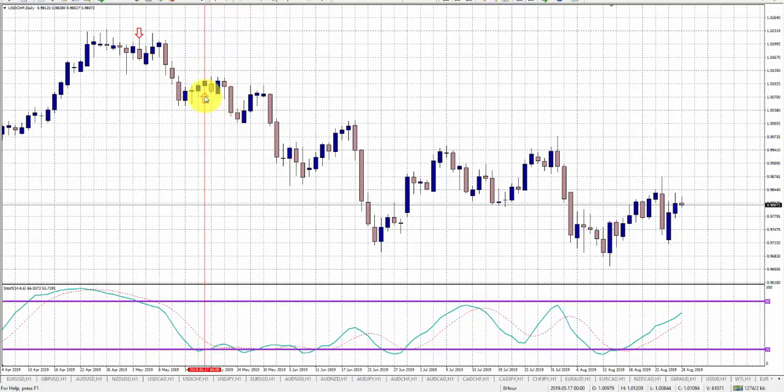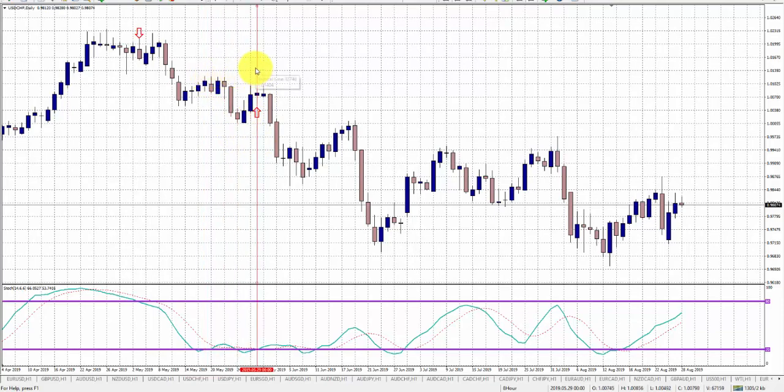And then what happens again? Well, unfortunately, again, it goes back down below, oversold, and then it crosses back up right about here on this candle. Again, I put my stop loss down below this low and I'm stopped out again.